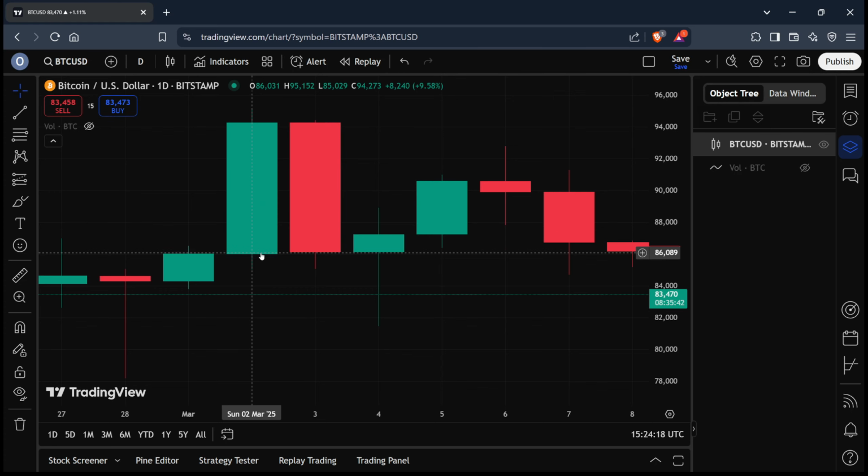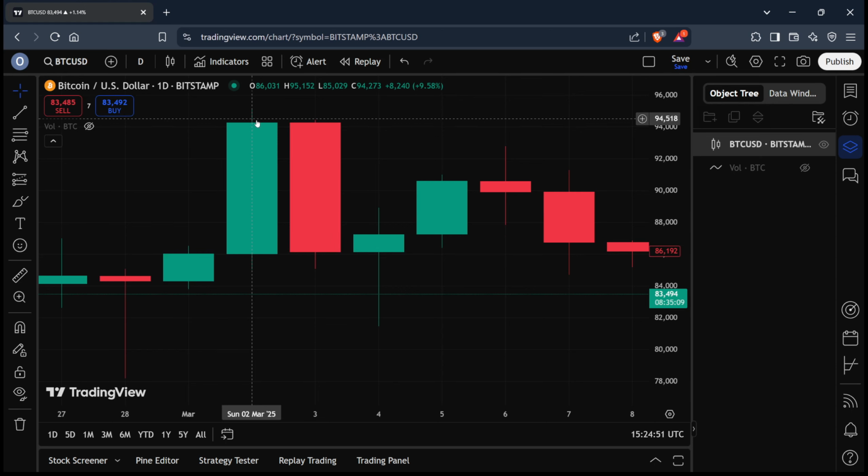Now, if I bring your attention over to the right, as I hover around the bottom of this candle, you can see the price on Sunday, March 2nd was $86,012. You can see that over there on the right. And then it closed up here at the top, right? That means right when the day ended, the price was $94,247. And that's why the candle is green, because the closing price was higher than the opening price, meaning that the price went up.